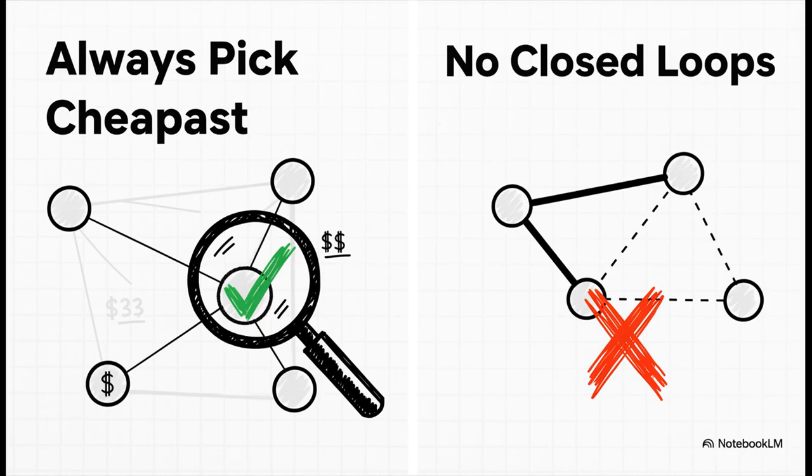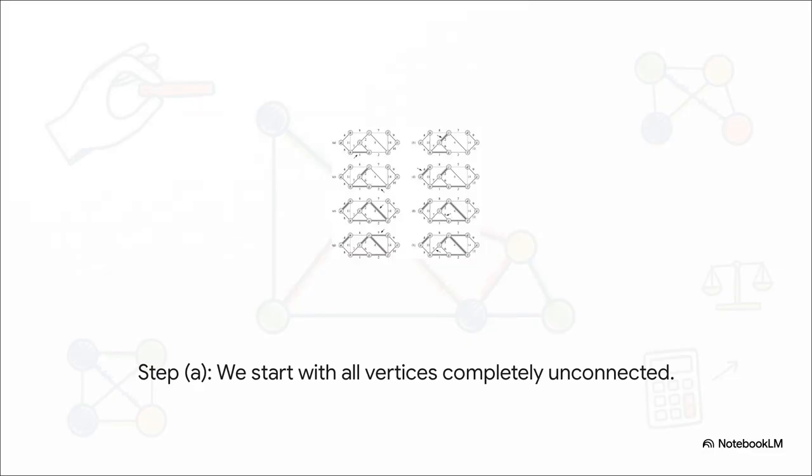The rule is incredibly simple. Look at all the possible bridges you could build across the whole map and just always pick the cheapest one. The only thing you have to look out for is creating a closed loop, because, well, that would just be a redundant connection. All right, so let's watch this in action.